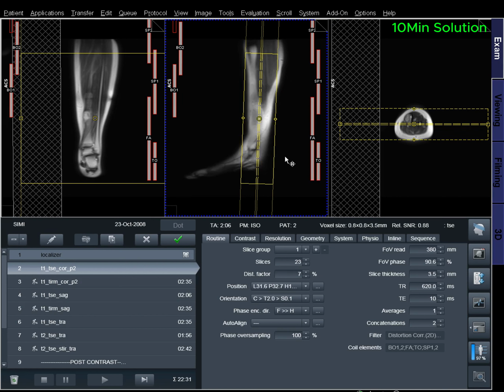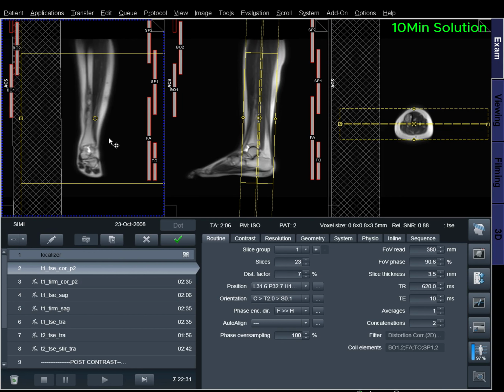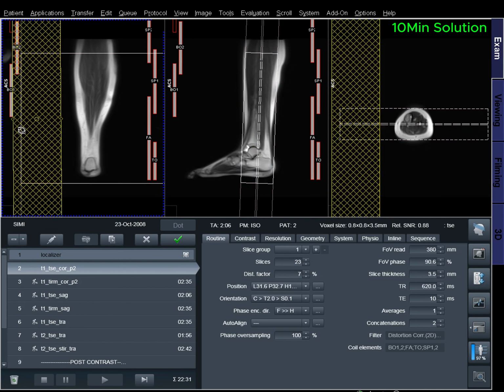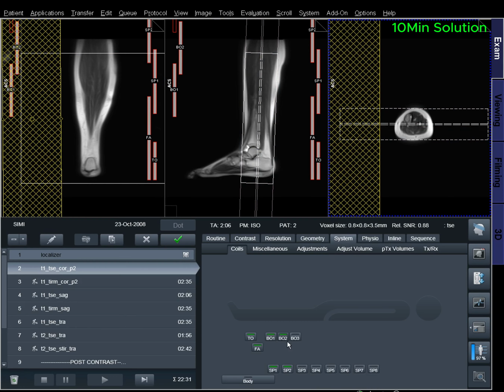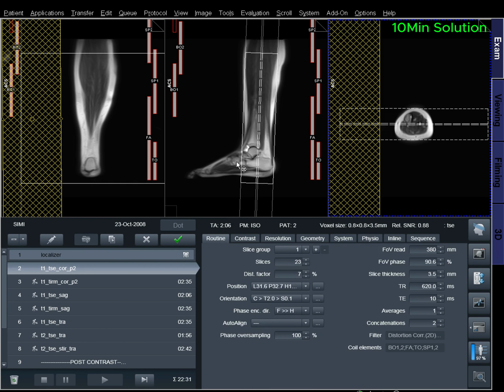T2 STIR coronal, 4 mm, 460 FOV. Plan the coronal slices on the sagittal plane and angle the positioning block parallel to the tibial shaft. Verify the positioning block in the other two planes. Ensure an appropriate angle is set in the axial plane, aligned with the right and left shafts of the tibia.